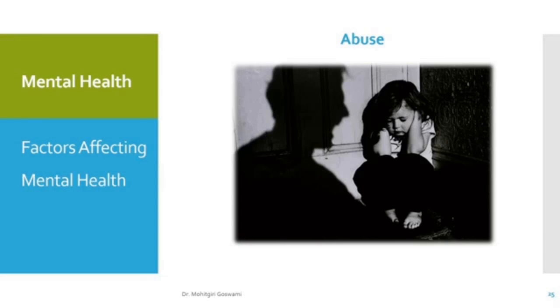Next is abuse. The mental health of abused children is at great risk. Abused children are more likely to experience mental disorders or mental illness during childhood and into adulthood. Abuse may be physical, sexual, psychological, or verbal. It may not always be evident or easily recognized. Regardless of the form it takes, abuse cannot be tolerated. Children need to be protected from abuse and helped to overcome its negative effects.